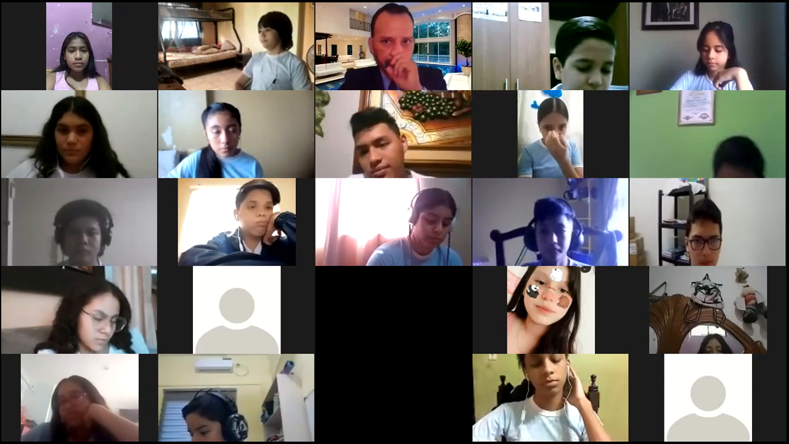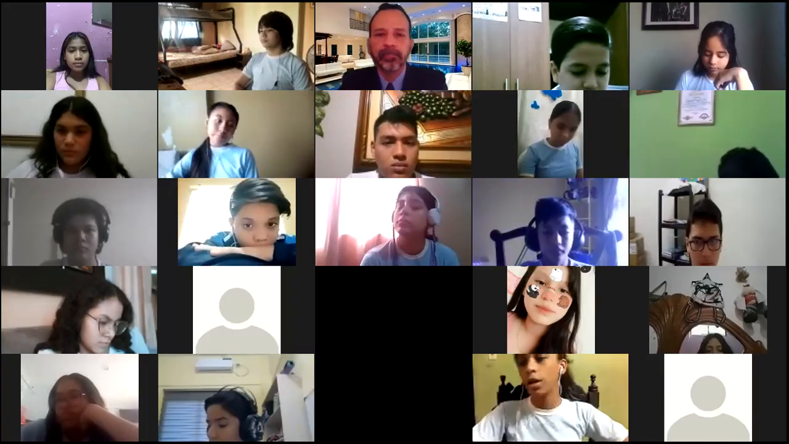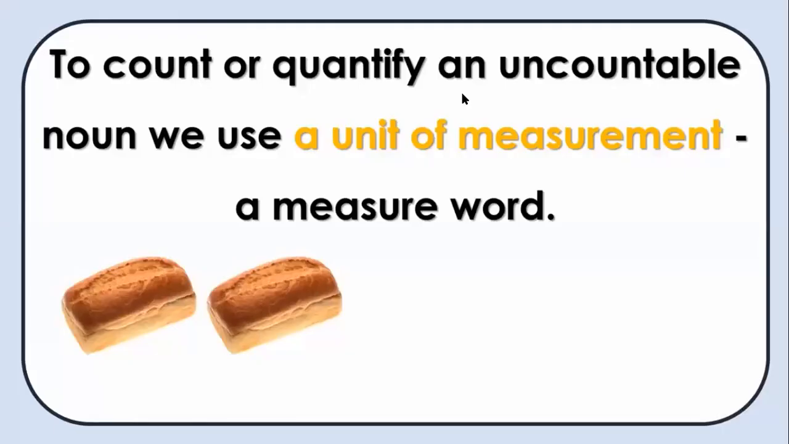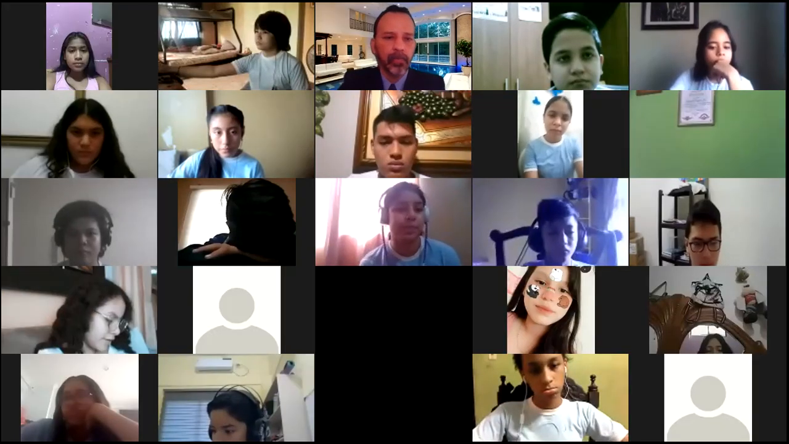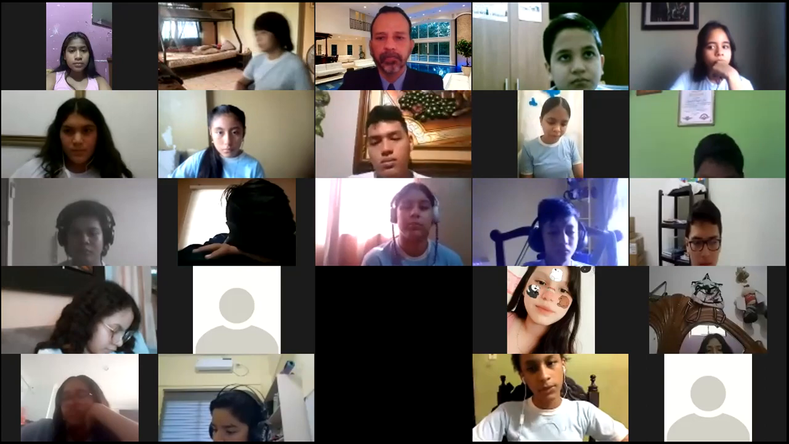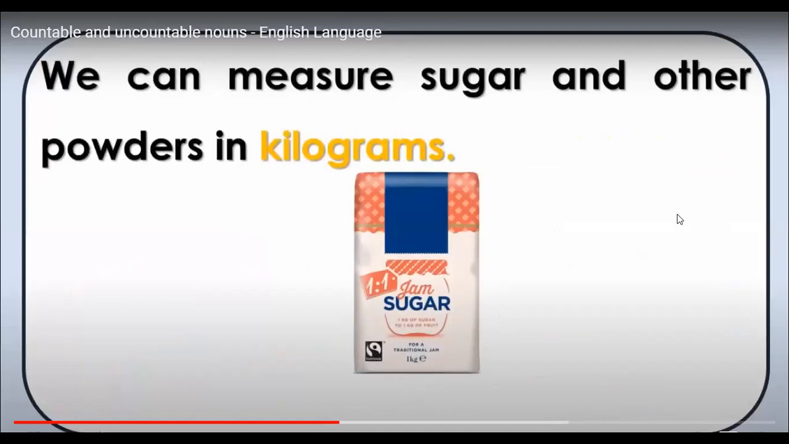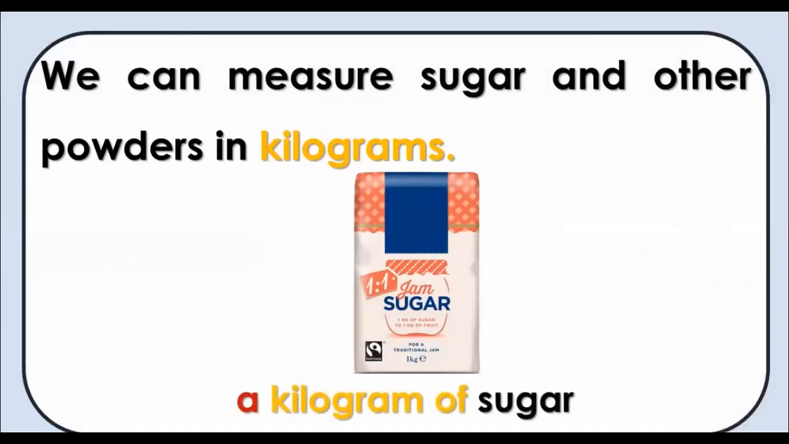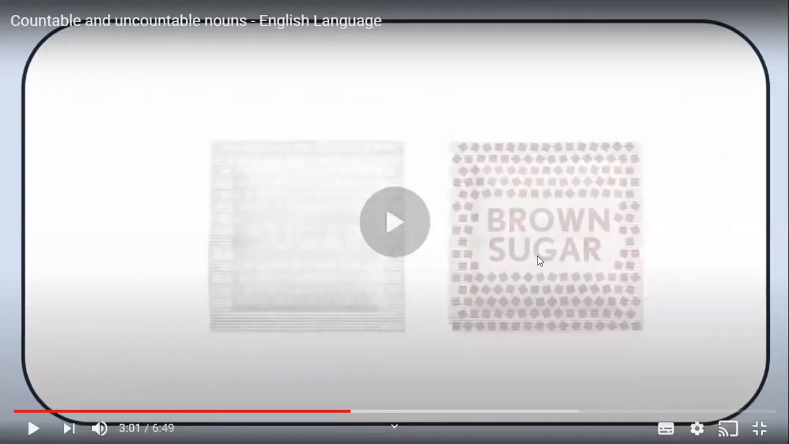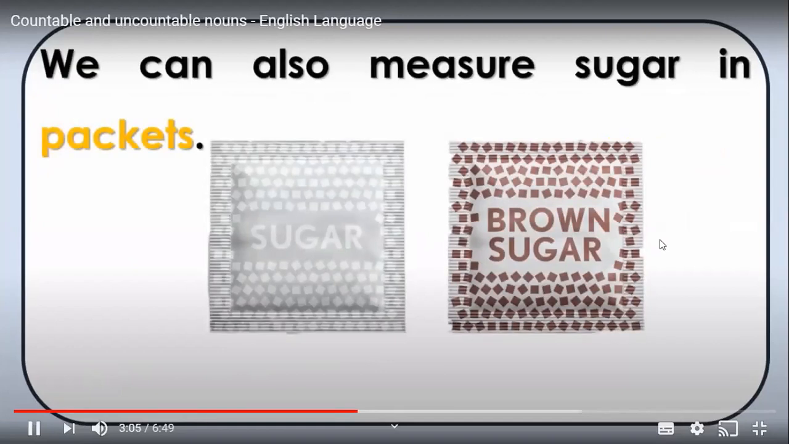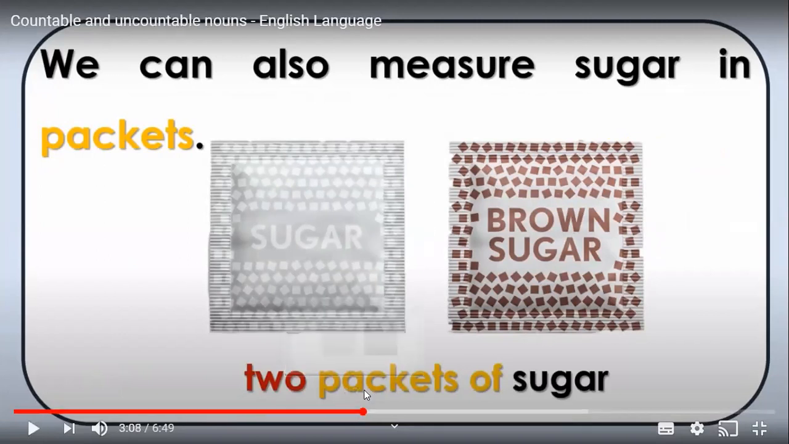Okay, now let's continue, guys. For example, you cannot usually say two breads because bread is uncountable. But we can say two loaves of bread, or two slices of bread. Loaves and slices are two measure words we can use for bread. We can measure sugar and other powders in kilograms. A kilogram of sugar, that is countable. We can also measure sugar in packets. Two packets of sugar, that is countable, remember. But sugar itself is uncountable. You can only count sugar with containers, like packets.